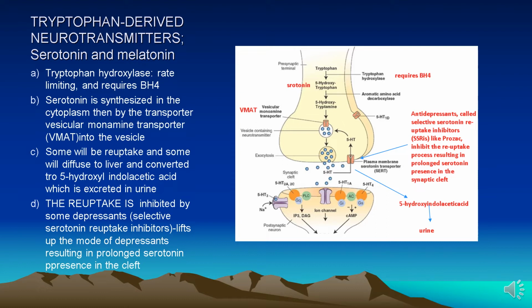serotonin reuptake inhibitors, abbreviated as SSRIs, like Prozac. They will inhibit the reuptake process, and that will result in prolonged serotonin presence in the synaptic cleft, and that will result in the effect of serotonin being lifted up.